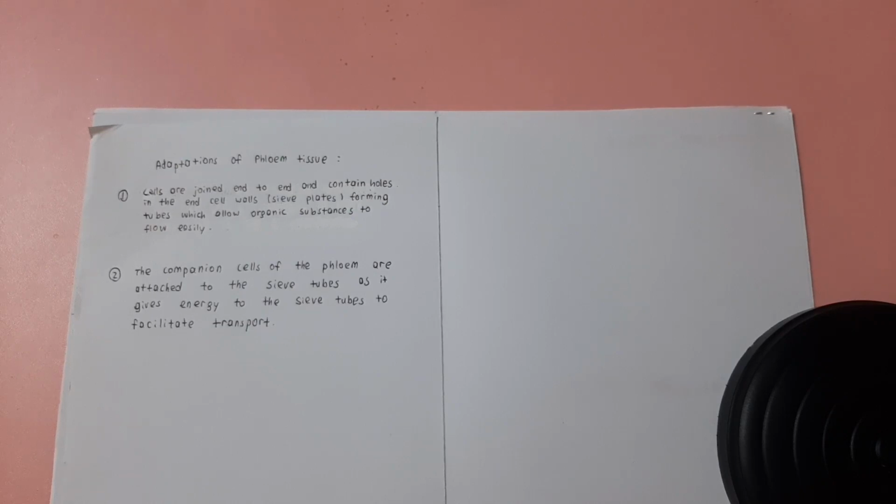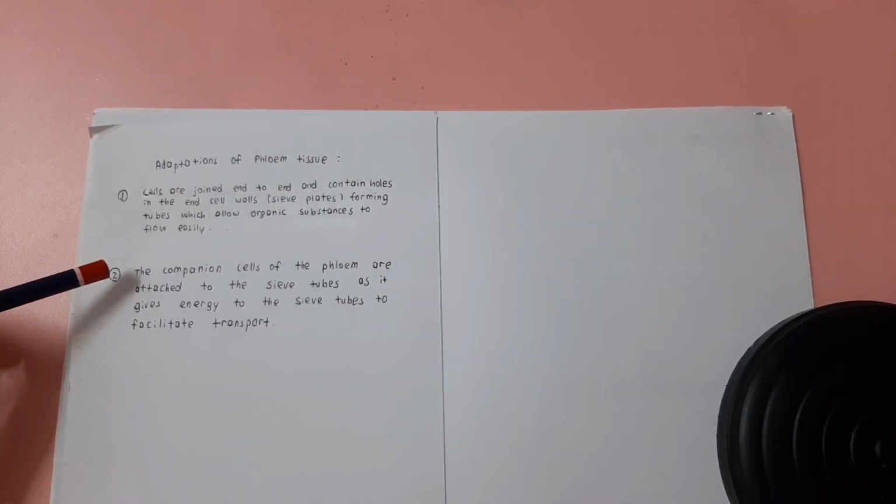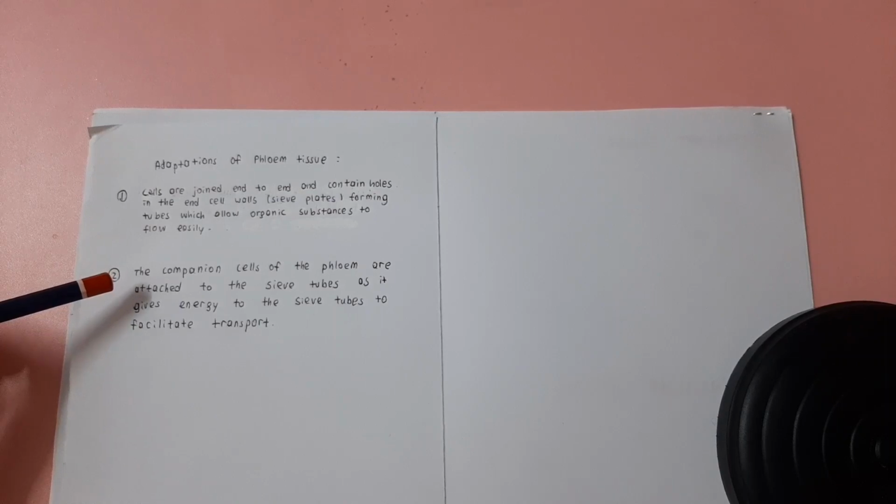Between one cell to another cell, there is a sieve plate, and then the sieve plate contains a lot of holes, which allow the organic substance to flow through. Next, another adaptation of phloem tissue is the companion cells of the phloem are attached to the sieve tube, as it gives energy to the sieve tube to help in the transportation of organic substances, which means there is a companion cell beside the sieve tube, and then the companion cell is attached to the sieve tube to supply energy to help the sieve tube to transport substances.